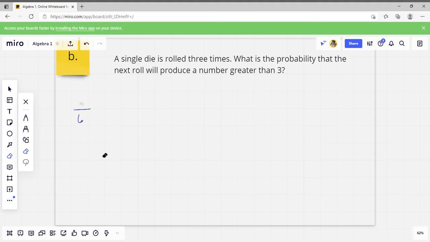No, they're counting the 3 as well. So that would be 3 out of 6. Okay, never mind. It would be 3 out of 6 because 4, 5, and 6 are all greater than 3. Yes, all right. And that reduces to 1/2. So this one's 1/2.